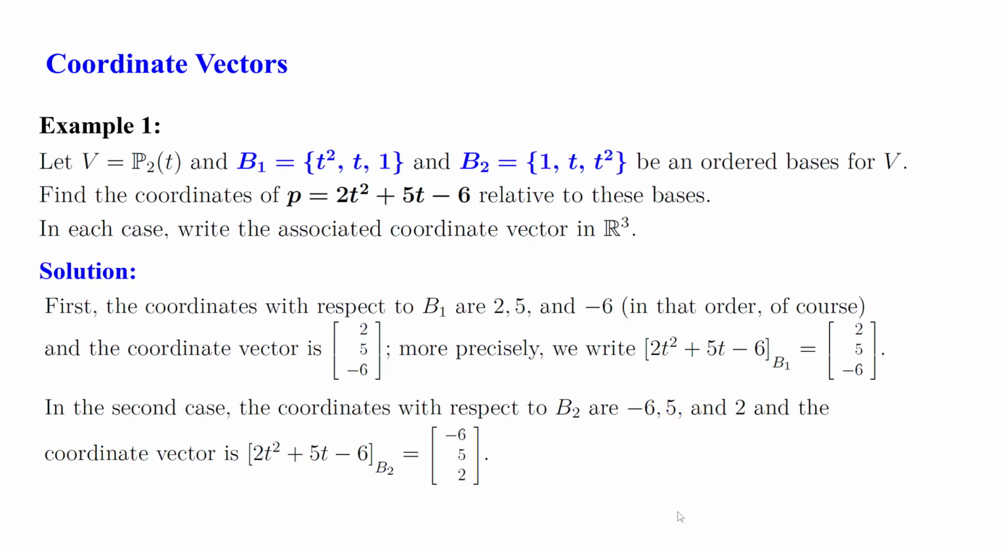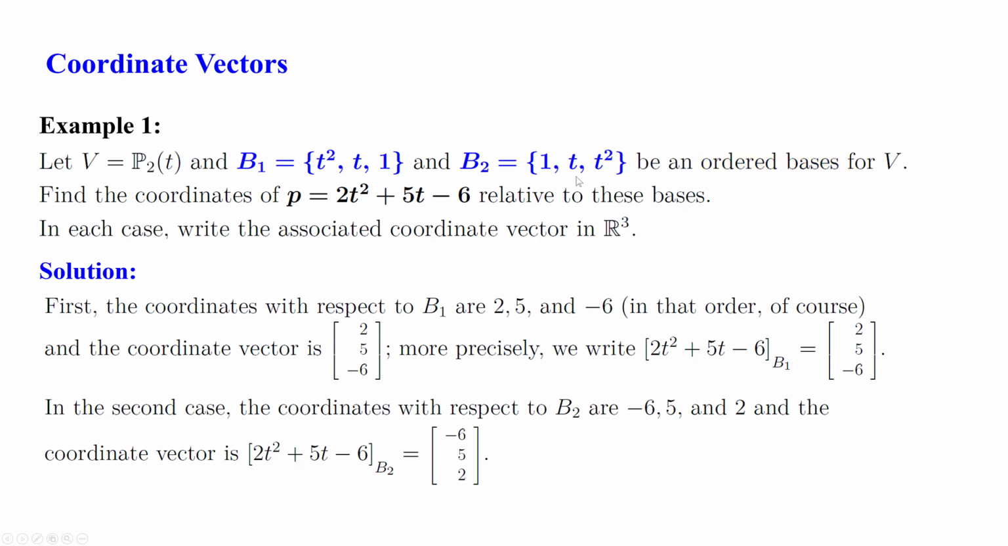Let's look at an example. Example 1. Suppose V is P2. Remember, this is the polynomial space of degree 2 or less, including the zero vector, the zero polynomial. And now we have two different bases. And notice they're the same elements. And notice we have two different ordered bases. B1 and B2 are the same set. They have the same elements.